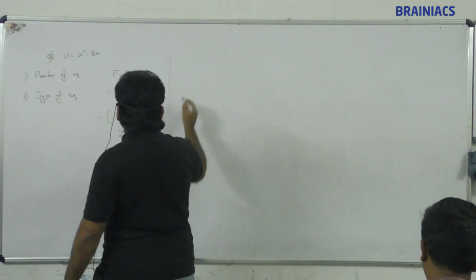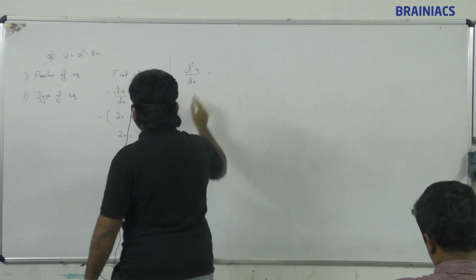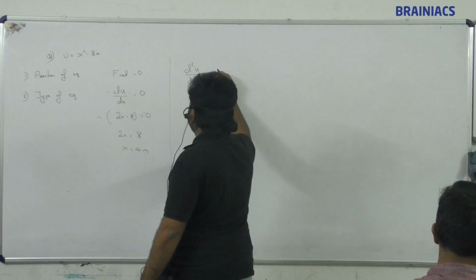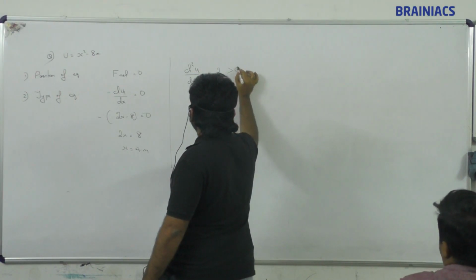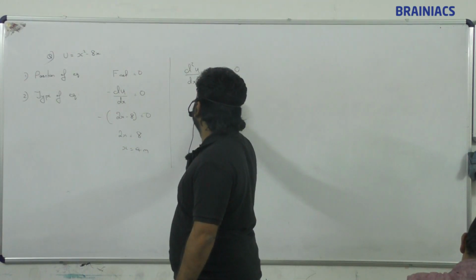So what should we do? d square u by dx square. Whatever we got here, we need to differentiate again. We will get 2. So this is greater than 0, so this is going to be stable.